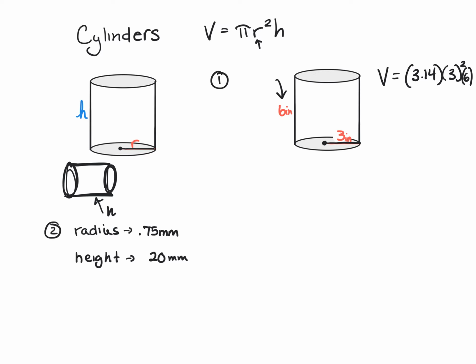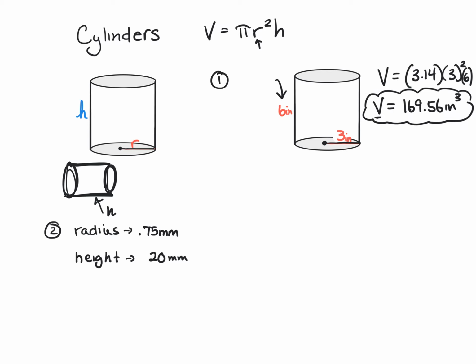Again, you can type this whole thing as you see it in your calculator. You can type 3.14, multiply that by 3 squared, and then times that by 6. And what you get is a volume that is equivalent to 169.56. And then we take a look at our units. Our units are inches, so we write inches. And because we have a V for volume, we throw a little cube on it. And then that is my final answer.